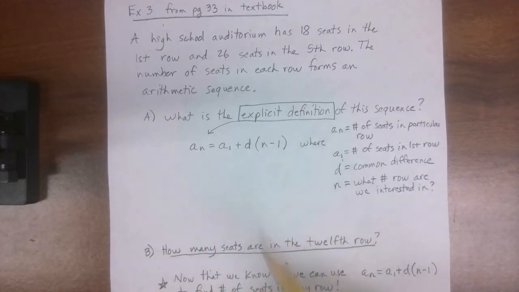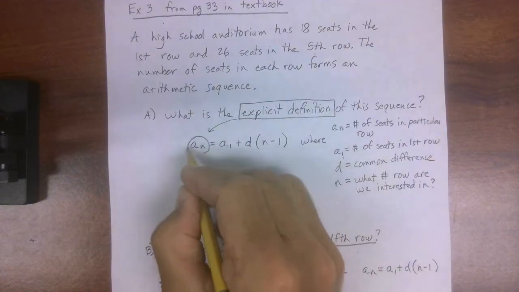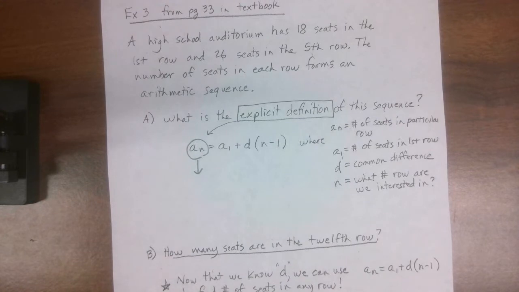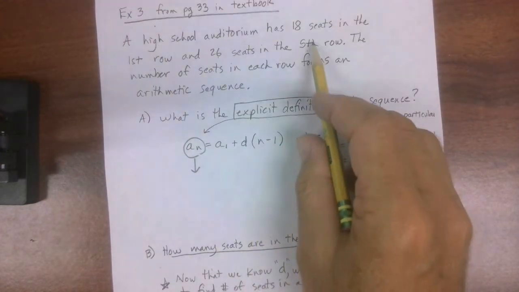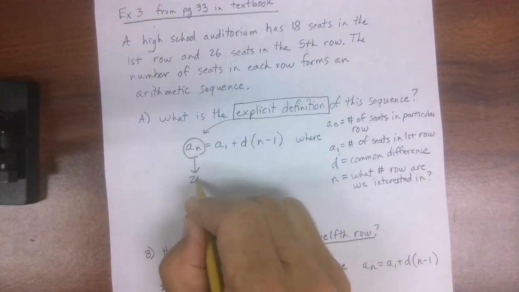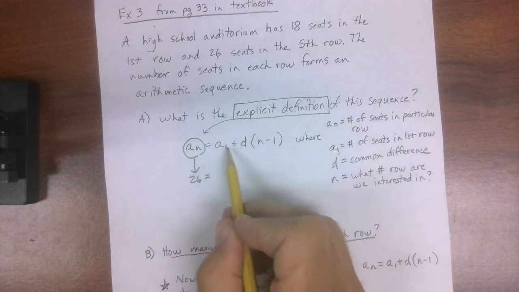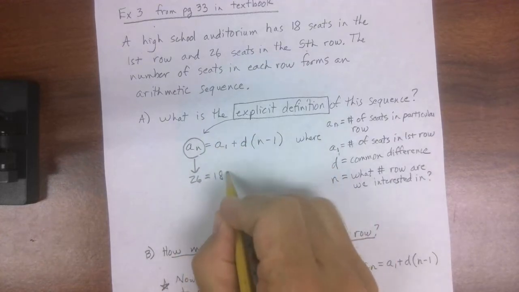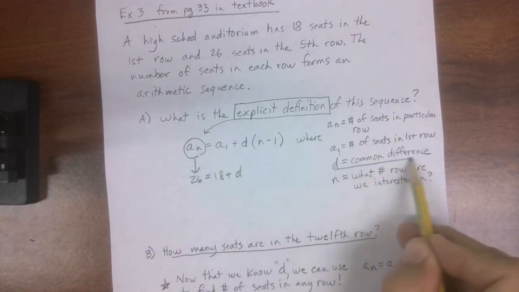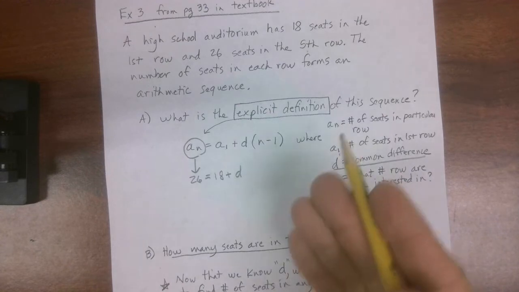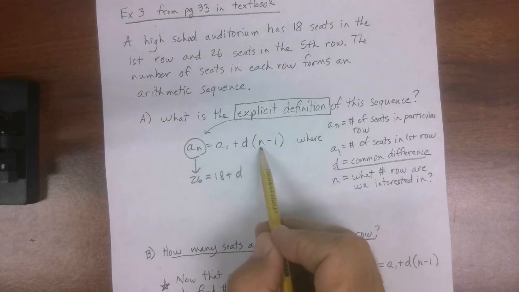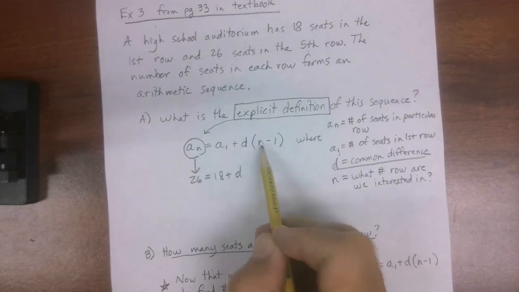It's like, okay, I know what A sub n is. We just talked about it. What we're talking about here is the 5th row. So the 5th row has 26 seats in it. The first row has 18 seats in it. We do not know the common difference. See, that's what D stands for, the common difference. Remember, we just can't see it in this problem. That's what I'm trying to point out to you. If you can't see it, then you must find it using this generic formula.